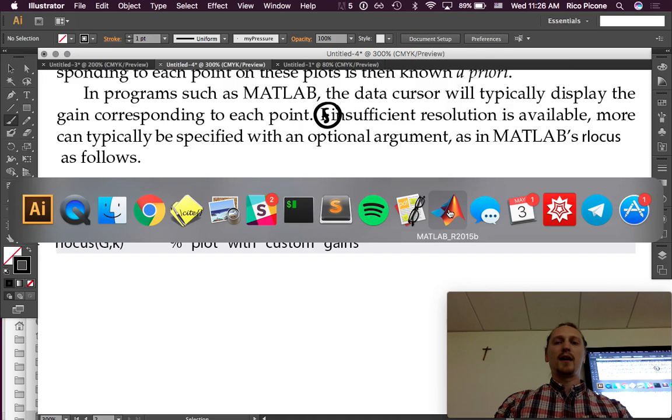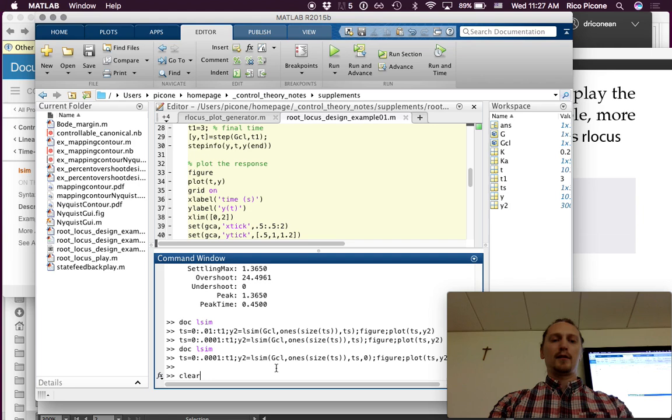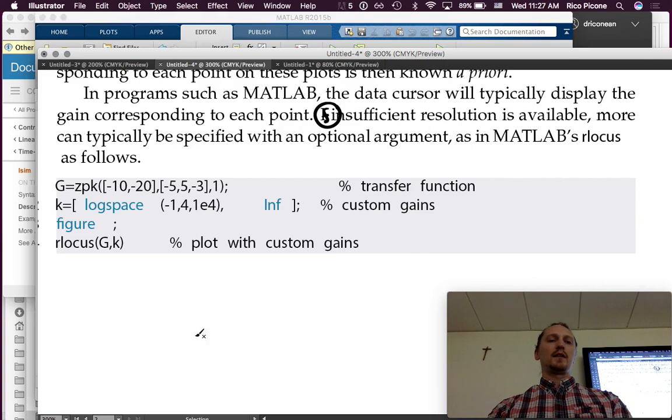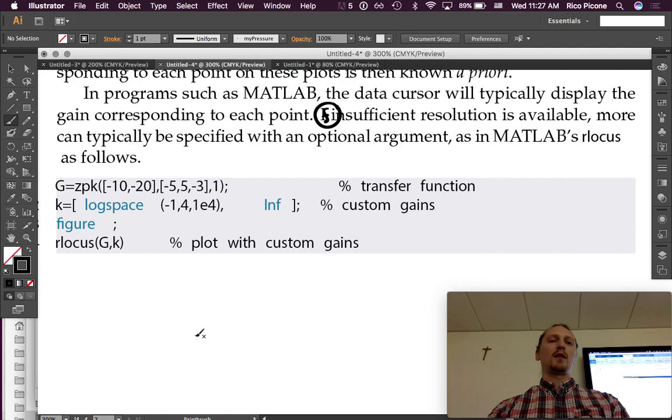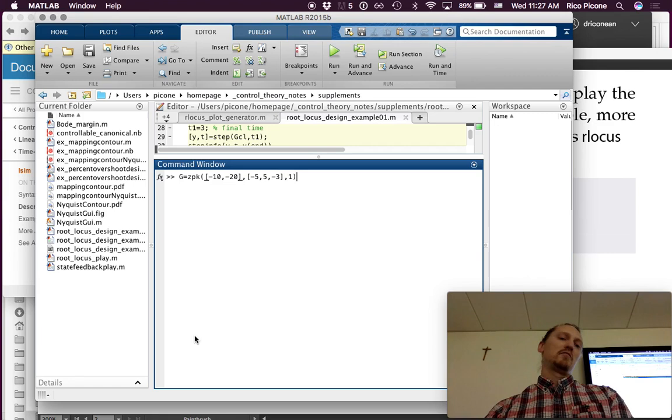If we define our system G equals zpk of, and then negative 10, positive 10, negative 5, 5, and then negative 3. That should be a negative 20, not 20. A positive 10. Yes, good call. Yeah, I don't know where I got that. So that I've defined now. If I looked at G, I would see this transfer function.